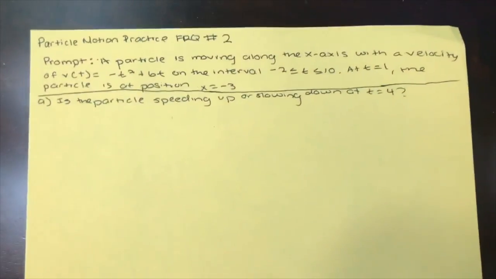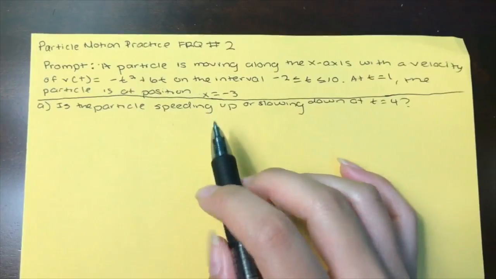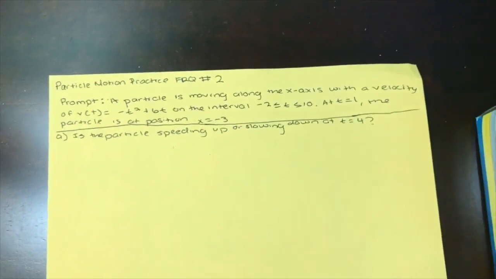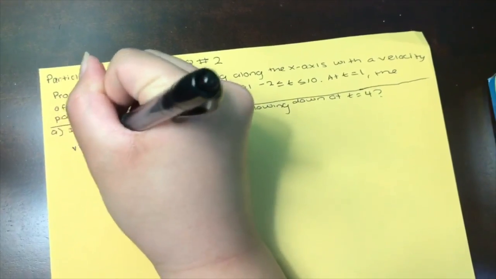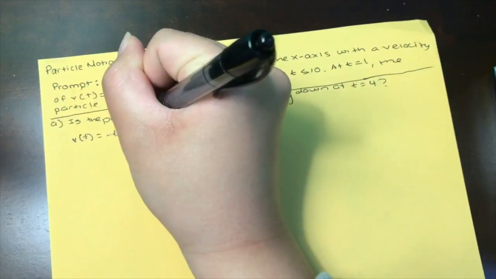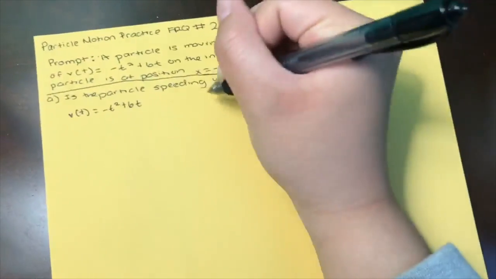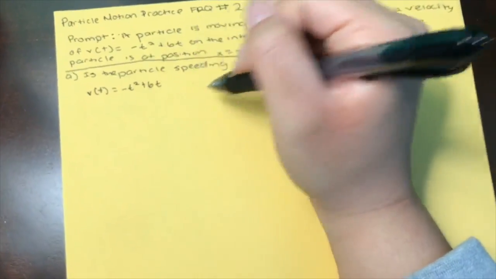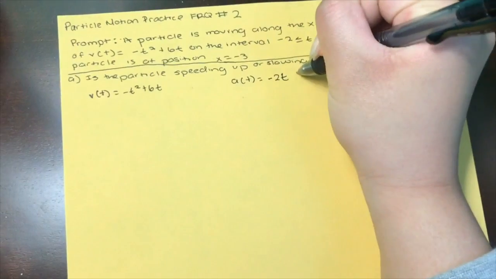Okay, so for question 2, part A, the question is asking, is the particle speeding up or slowing down at t equals 4? So you know that you have to find velocity and acceleration. So first you write down the velocity equation, and then you have to put acceleration on the other side and take the derivative of velocity to find acceleration, which would be negative 2t plus 6.